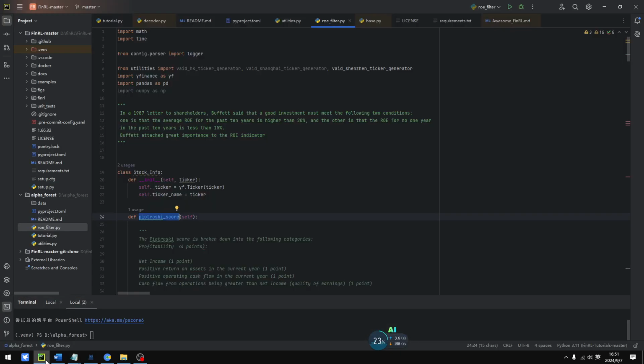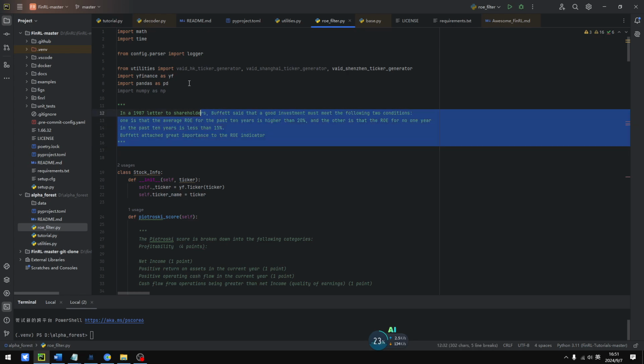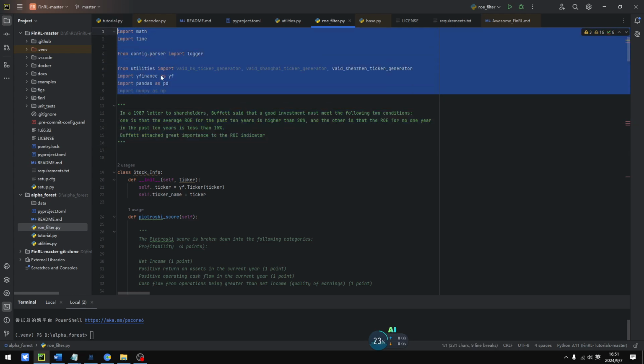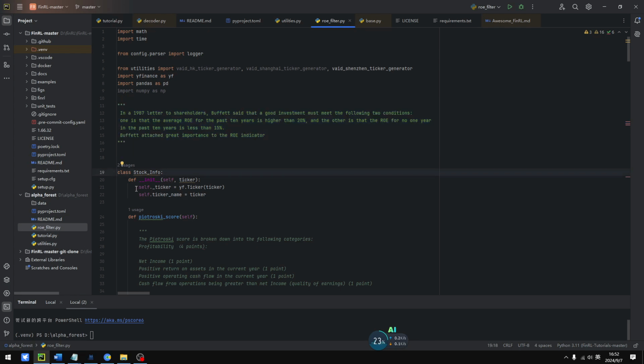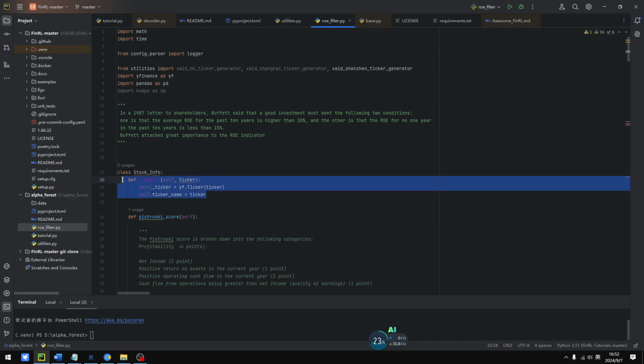So right now, let's jump into the code. Here, those are the required libraries we need to import. Okay, this is just the docstring. I put what Warren Buffett said here. And in this part, I have created a class.